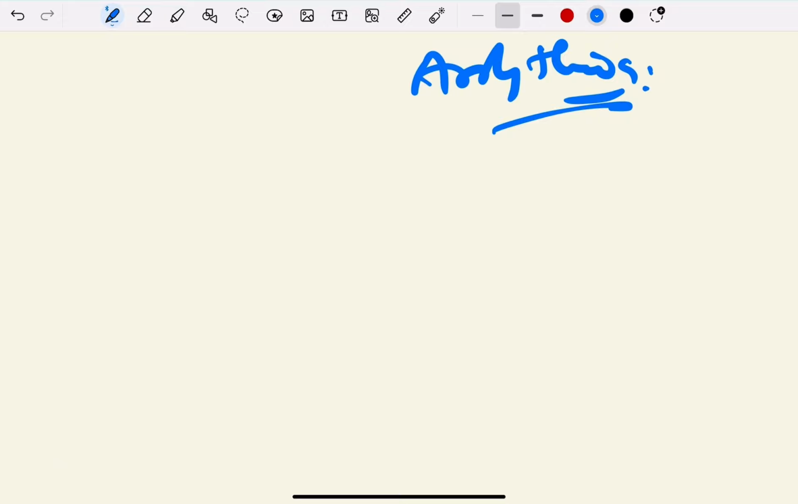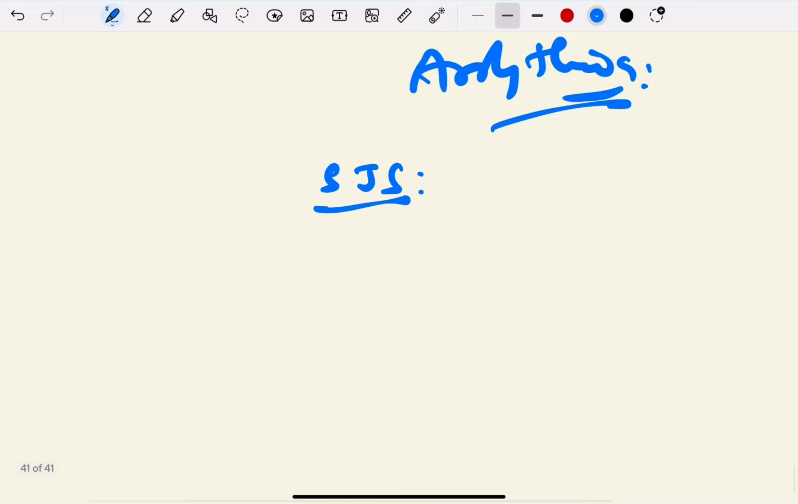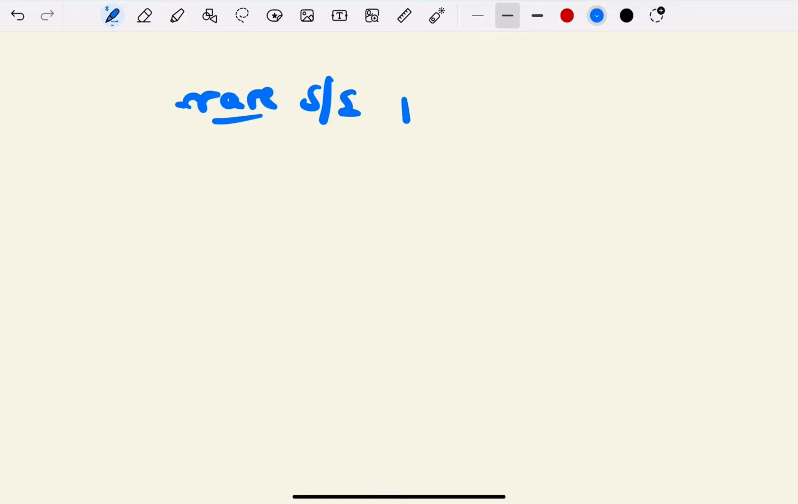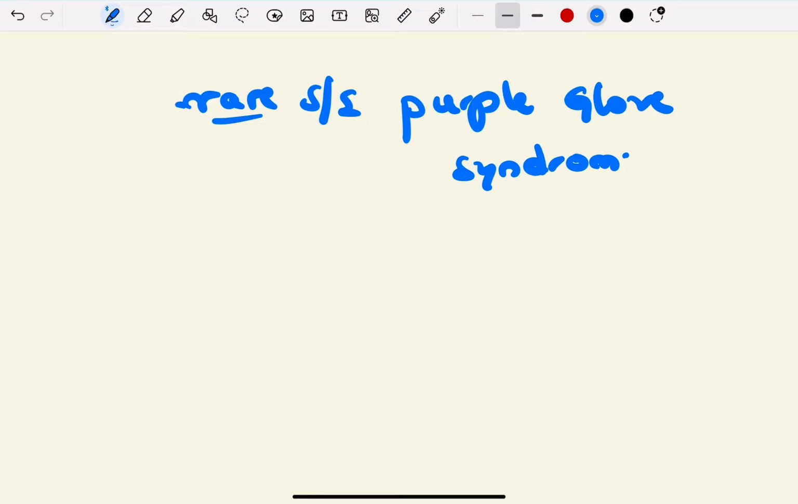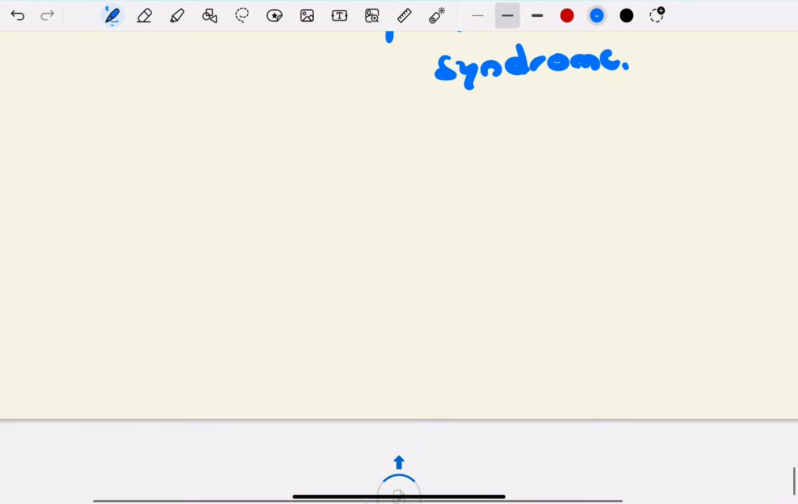This is hypersensitivity reactions to these drugs, in the form of Stevens-Johnson syndrome. Some rare side effects include purple glove syndrome. Okay, next.